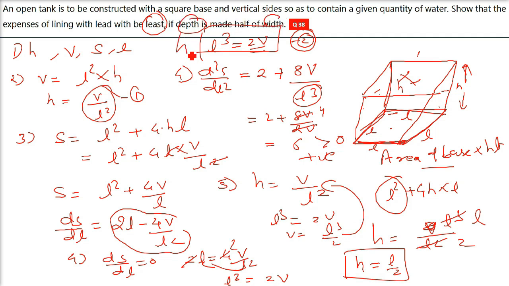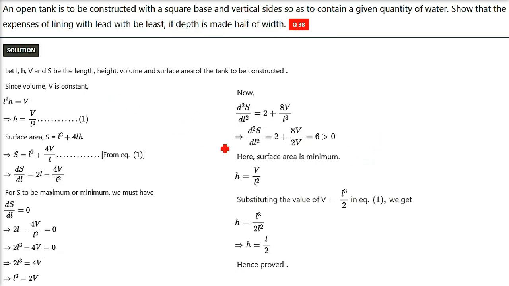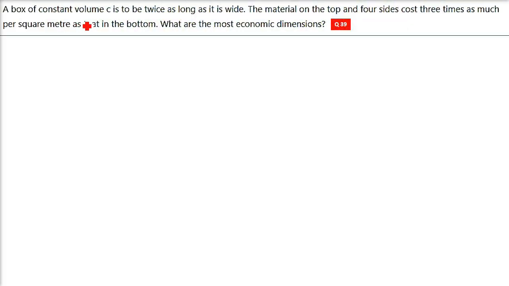Just remember, h is the depth, width is the L. So all the discussion is represented here in front of you. A box of constant volume C is to be twice as long as its width.